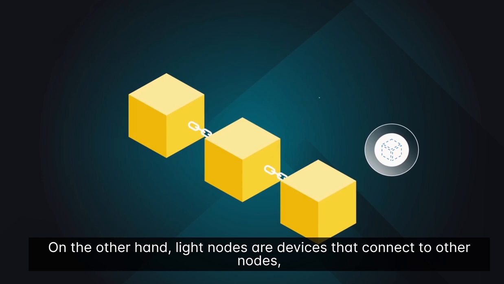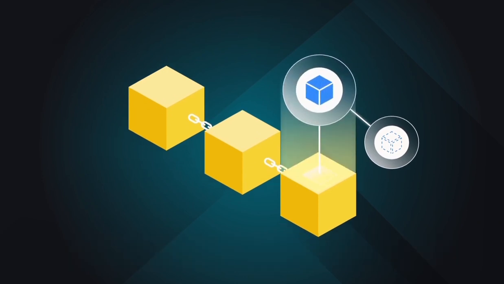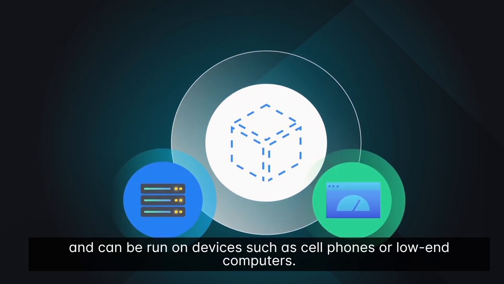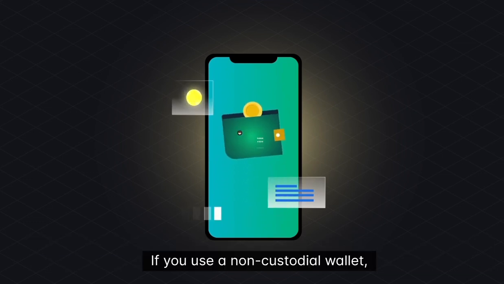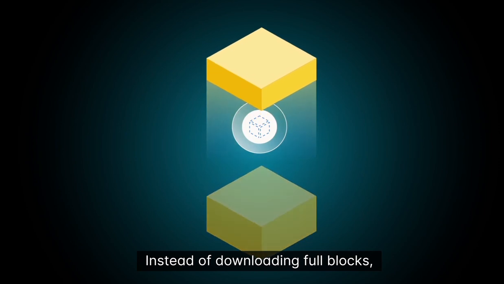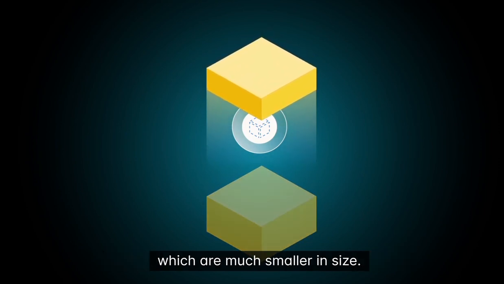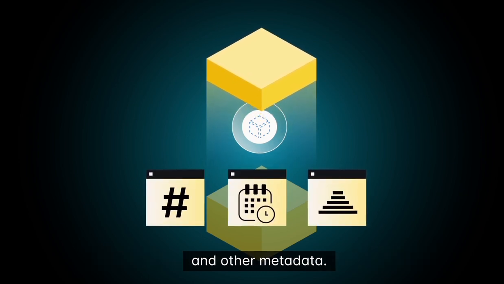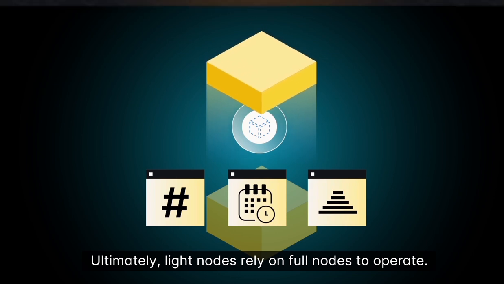On the other hand, light nodes are devices that connect to other nodes, but perform limited validation on the data. Because of this, they have lower storage and bandwidth requirements, and can be run on devices such as cell phones or low-end computers. If you use a non-custodial wallet, that's most likely a light node. Instead of downloading full blocks, light nodes download only the block headers, which are much smaller in size. The block header gives you important information such as previous block hash, timestamp, and other metadata. Ultimately, light nodes rely on full nodes to operate.